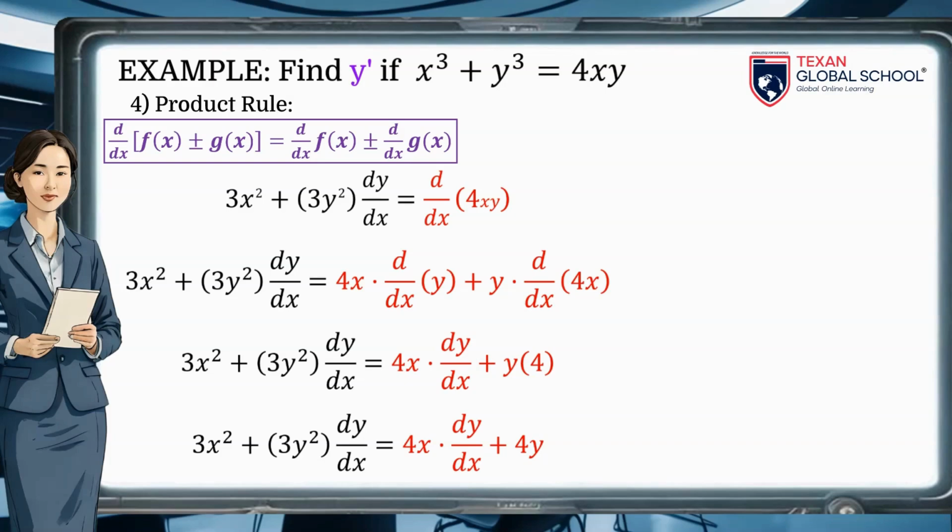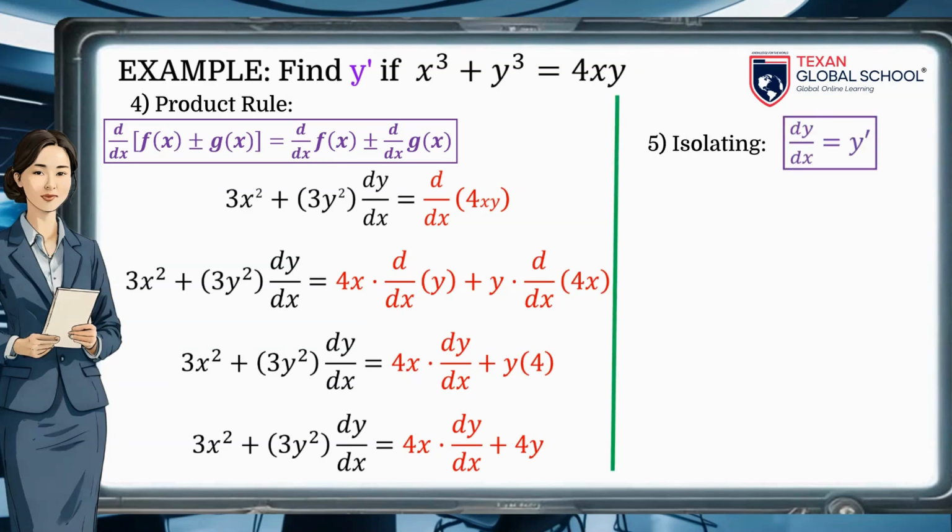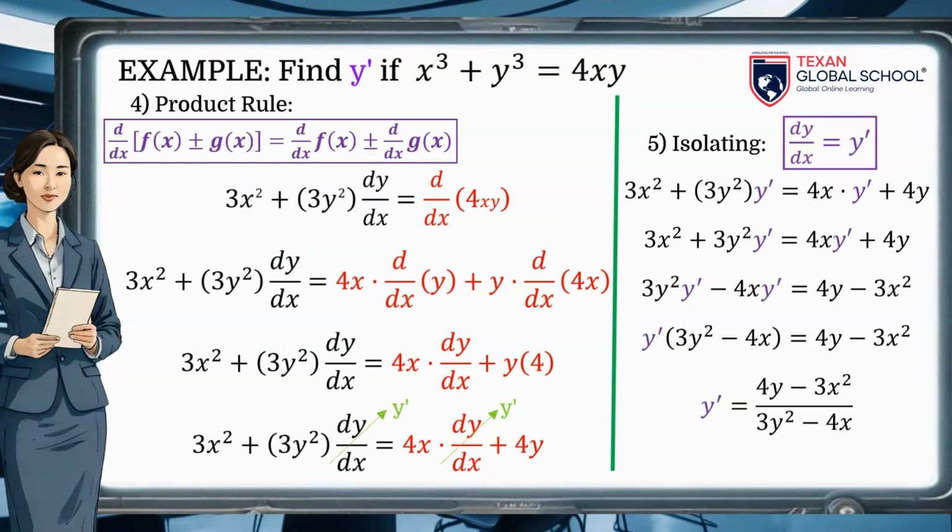The derivative of y with respect to x will be represented as y prime, and the derivative of 4x is 4. By changing the notation, we can isolate y prime to obtain the derivative. In this way results that y prime is equal to 4y minus 3x squared over 3y squared minus 4x.